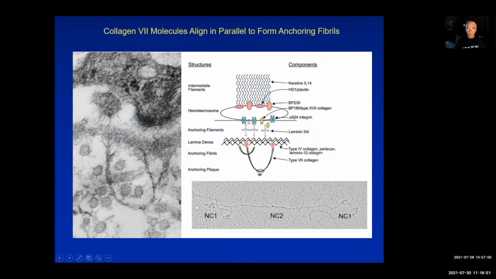If that is present, we then assume that the anchoring fibrils are fully formed. We may get some localization of the NC1 domain, and that would be possibly indicative of just a fragment of the type 7 collagen being incorporated into the tissue, but not a full-length molecule.